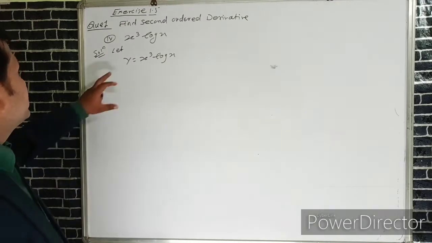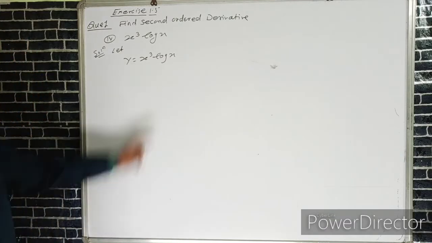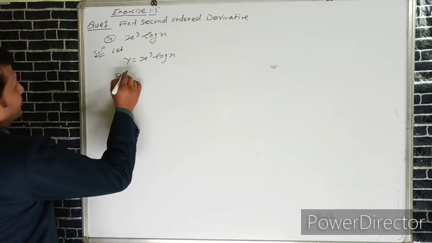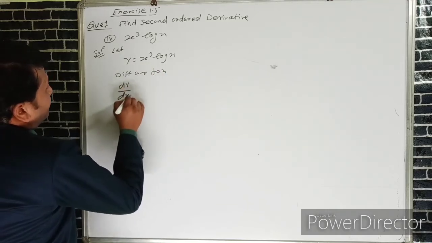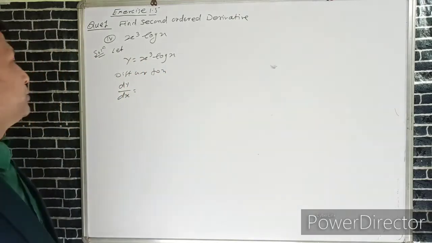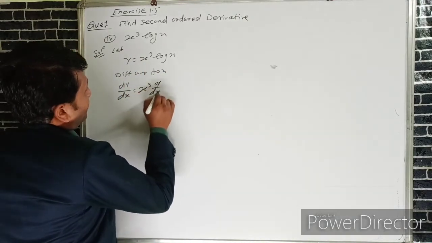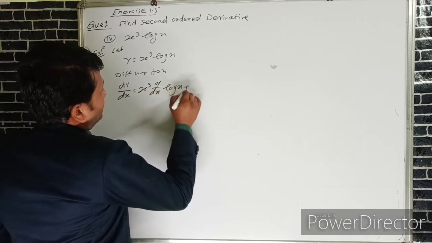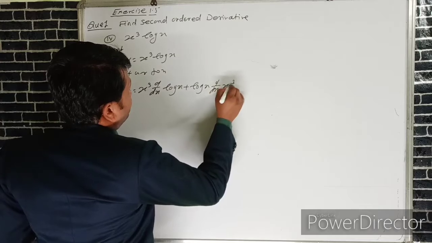So the next one, which is x cube log x. If we consider that y is equals to x cube log x and differentiate with respect to x, we get the derivative of y, which is dy by dx. By using the product rule, u into v, we can write x cube into derivative of log x plus log x into derivative of x cube.